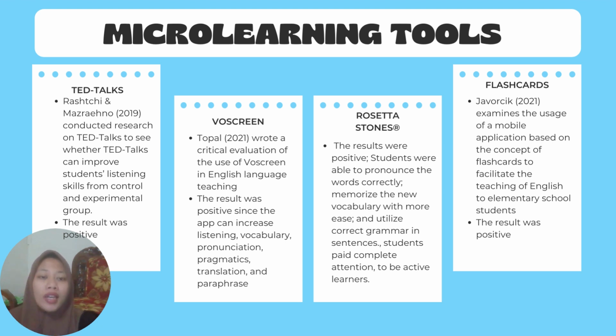And the result is quite shocking because it shows improvements. At that moment, students were able to pronounce the majority of the words correctly, memorize new vocabulary with more ease, and then use correct grammar in sentences. In addition to that, the classroom environment improved as students paid complete attention because of the use of Rosetta Stone as the microlearning tool. Also, students did not engage in non-academic activities, so they basically focused on what the teacher did using Rosetta Stone in the classroom.